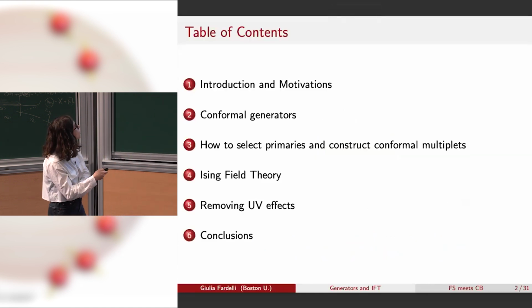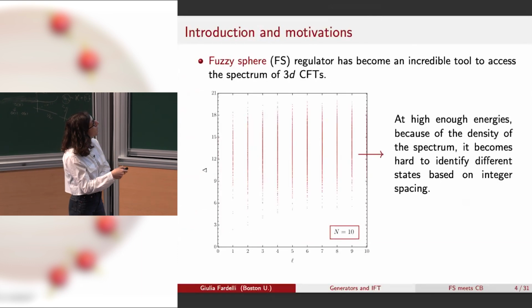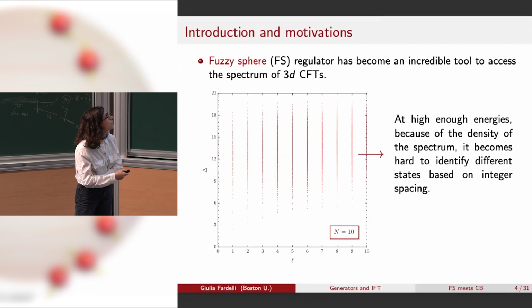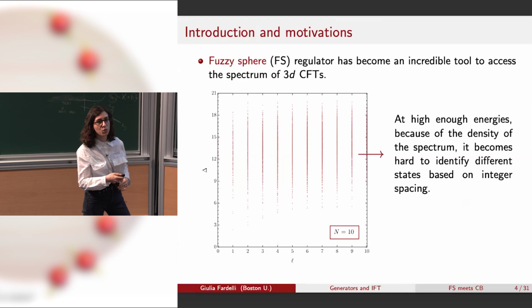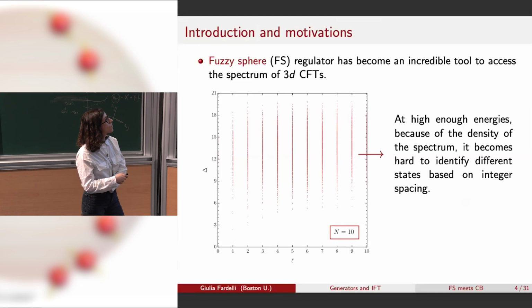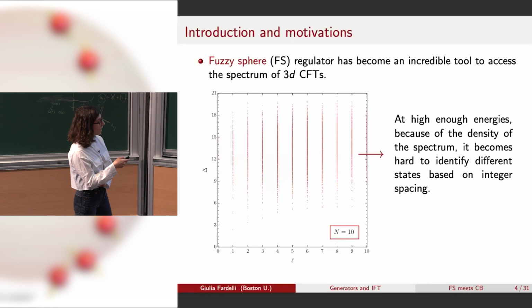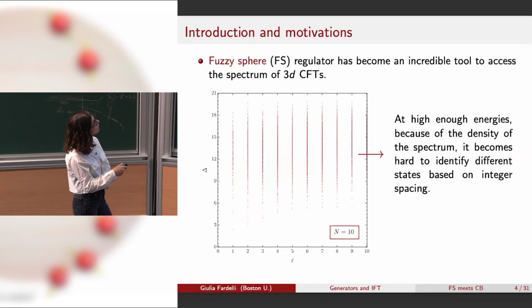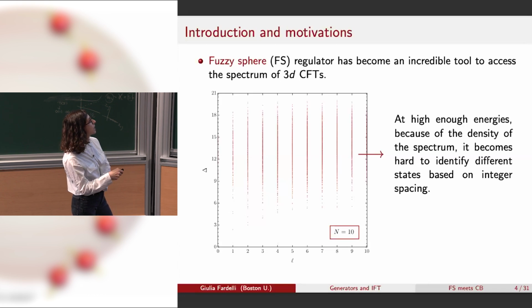So let's start with some introduction and motivation. I believe that all of you know that the fuzzy sphere has become a very useful tool to access the spectrum of three-dimensional conformal field theories. In particular, in today's talk, we will focus on the 3D Ising CFT. And this is just a plot of how the spectrum looks with just N equals 10 electrons as a function of the dimension and the spin.